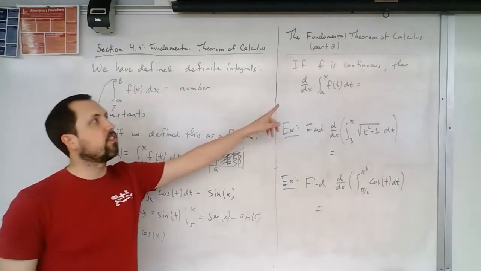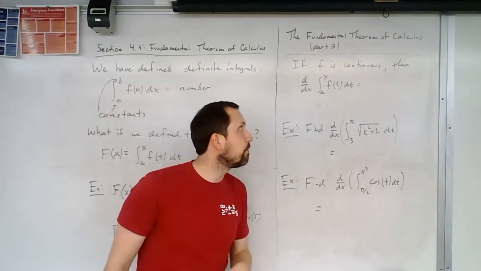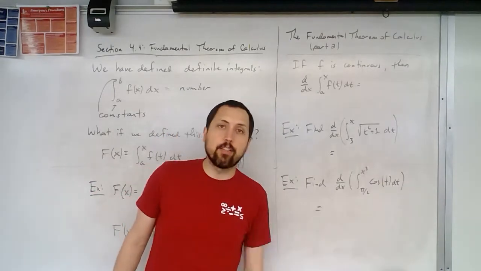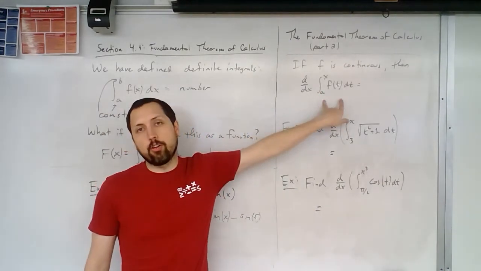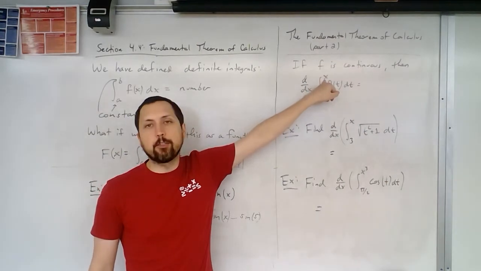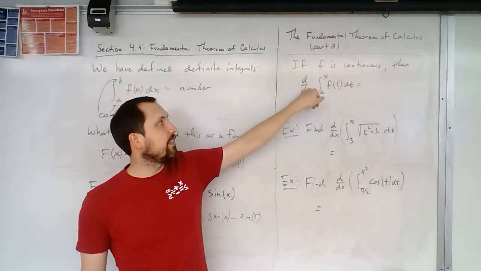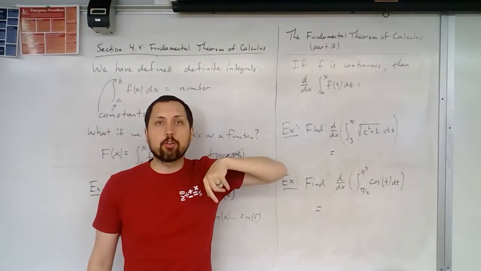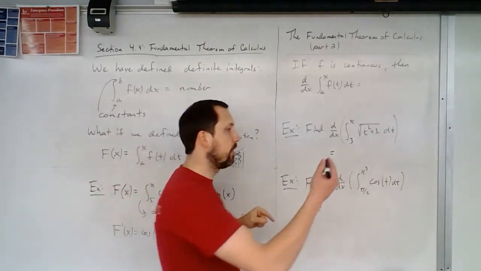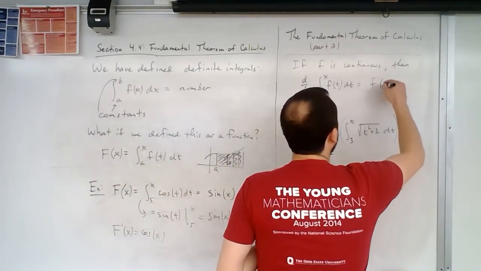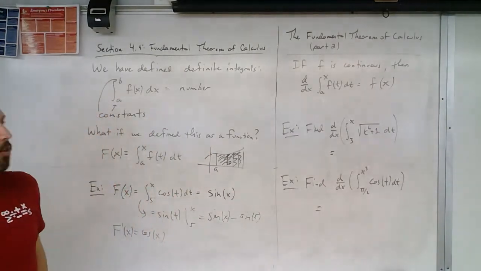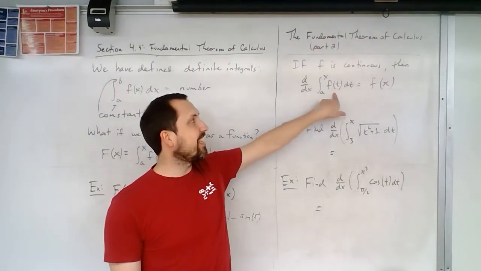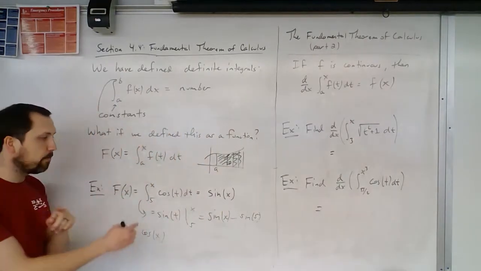So that leads us to the fundamental theorem of calculus part 2. If f is continuous, and we have this integral defined with a variable up there, if I take the derivative of the integral, what I'm left with is just f of x. The same thing that was inside here appears over there. That's what happened over here.